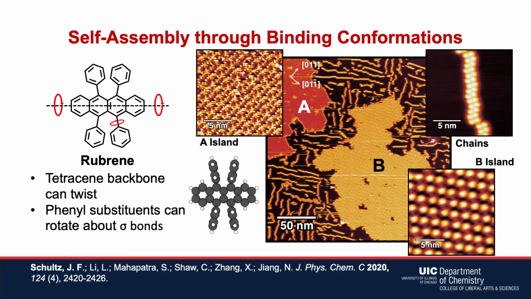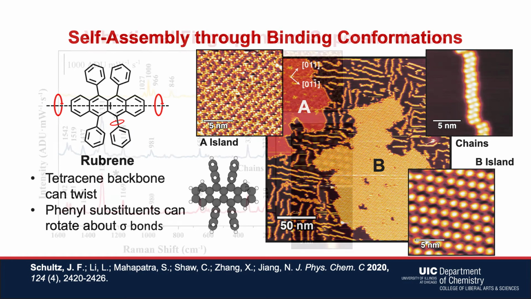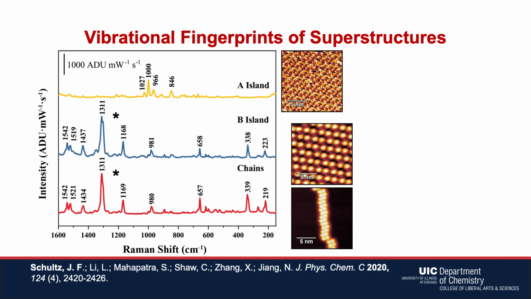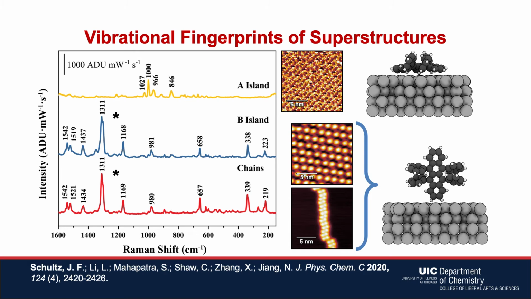STM imaging revealed the formation of three unique supramolecular assemblies: two types of molecular islands, as well as a molecule-wide molecular chain. By comparing TERS vibrational fingerprints with TDDFT simulations, with consideration for TERS selection rules, these three self-assemblies were found to be composed of two types of molecular binding conformations. Rubrene was found to adsorb either with the tetracene backbone perpendicular to the substrate, or with a flat orientation where the tetracene backbone lies parallel with the surface.